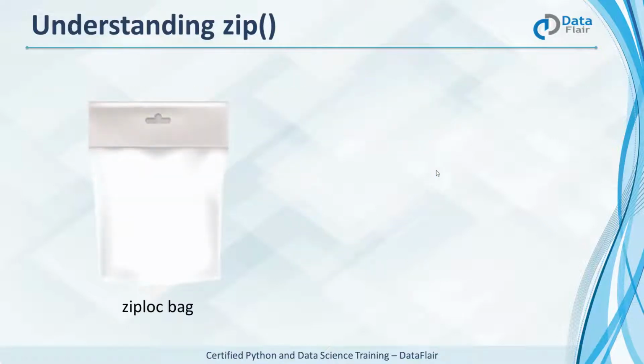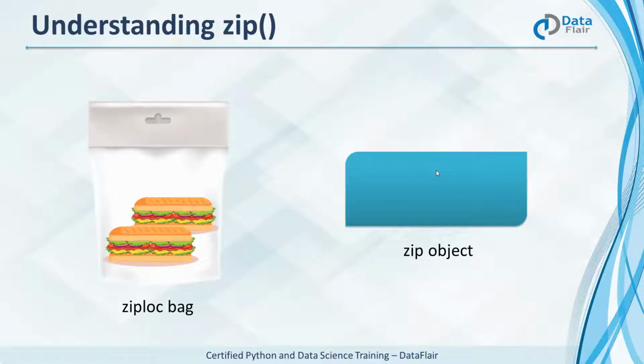Have you seen a Ziploc bag? The bag that they use to store food in because it keeps the moisture out? A zip object is much like a Ziploc. It takes real data and zips corresponding values together.